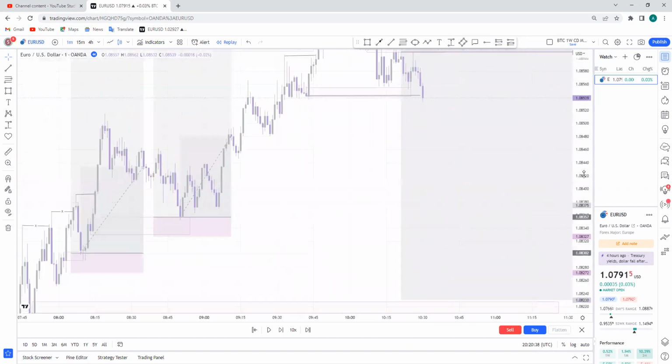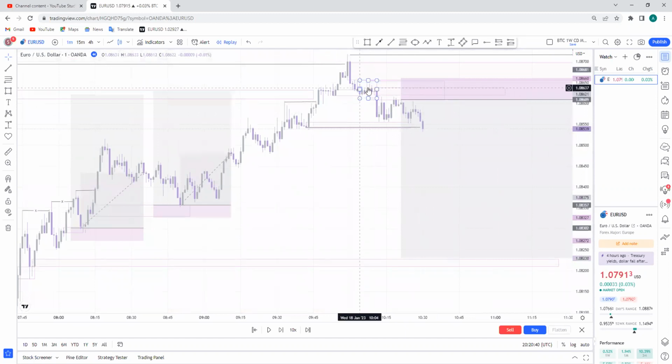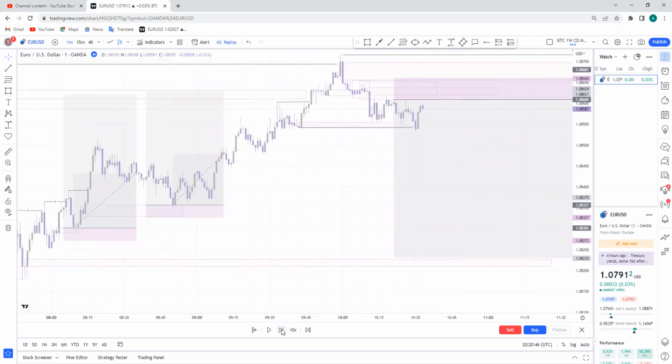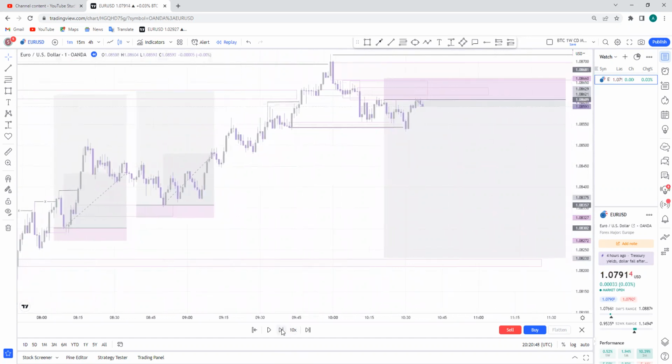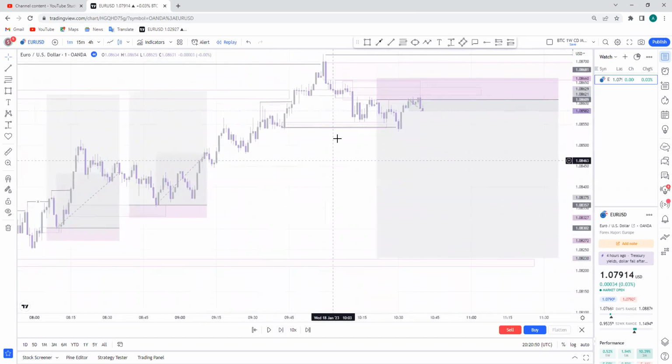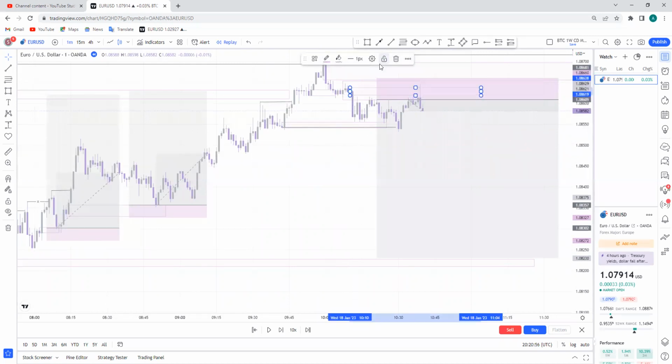Now, this supply zone, this area of transaction, caused the break of this demand. And let's see what price does. Can you see? Price got there and mitigated this valid one. I'm coming to mark this demand and this supply out. This is an area of transaction.